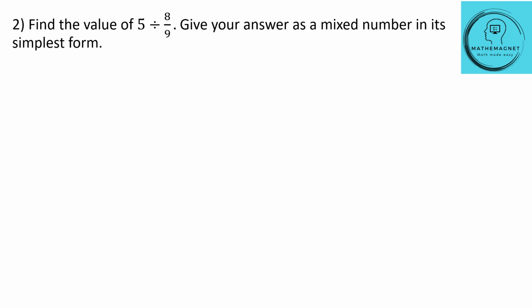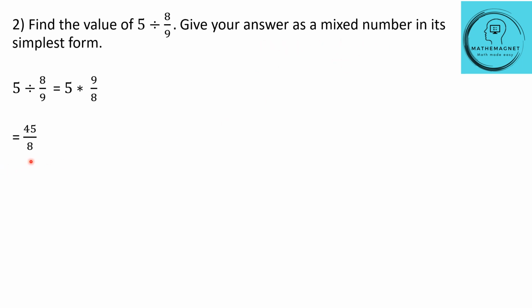The second question: find the value of 5 divided by 8/9. Give your answer as a mixed number in its simplest form. So 5 divided by 8/9, we know division when it goes to this side of the equation becomes multiplication, and 8/9 gets reversed as 9/8. So it becomes 5 × 9/8. Now here we cannot simplify further, so this becomes 5 × 9/8 × 1, which is equal to 45/8.